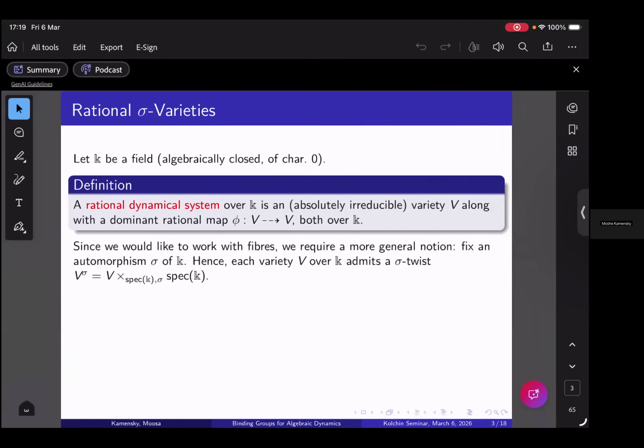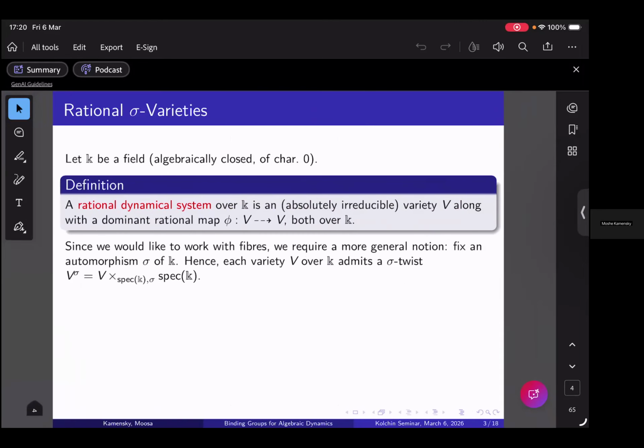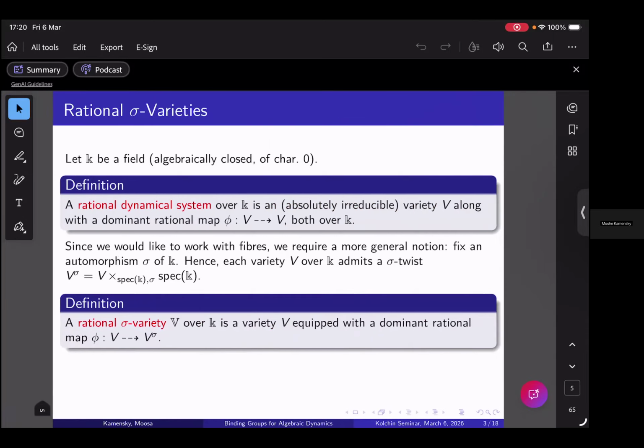But in model theory, we also like to work with fibers and doing some induction, and for that we often need to pass to a slightly more general setting. Namely, we have a field with an endomorphism already. The base field has an endomorphism, and then we have a twist for the variety. And the generalization of a dynamical system is what we call a rational sigma variety, which is a variety V over K, but equipped with a dominant rational map from V to V sigma, the twist.